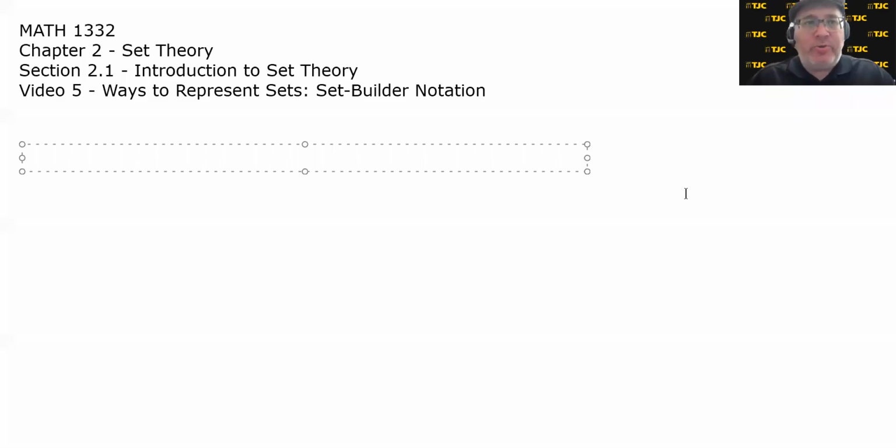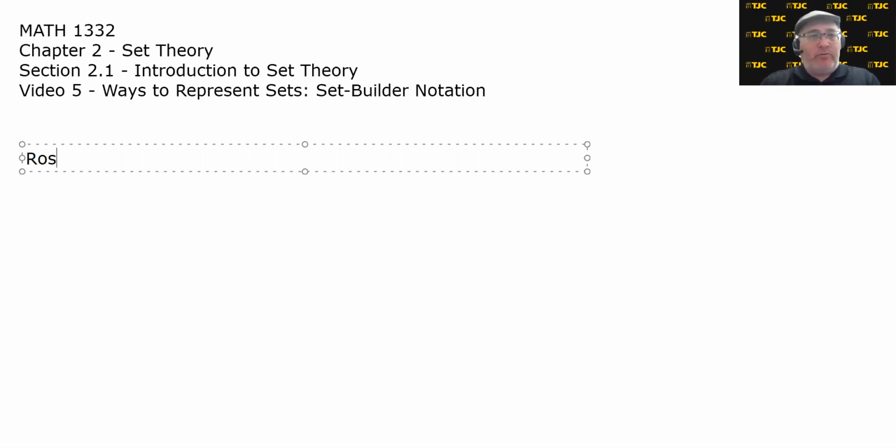Math 1332, Chapter 2, Set Theory, Section 2.1, Introduction to Set Theory, Video 5, Ways to Represent Sets, Set Builder Notation. So far, we've seen two different ways to represent sets.